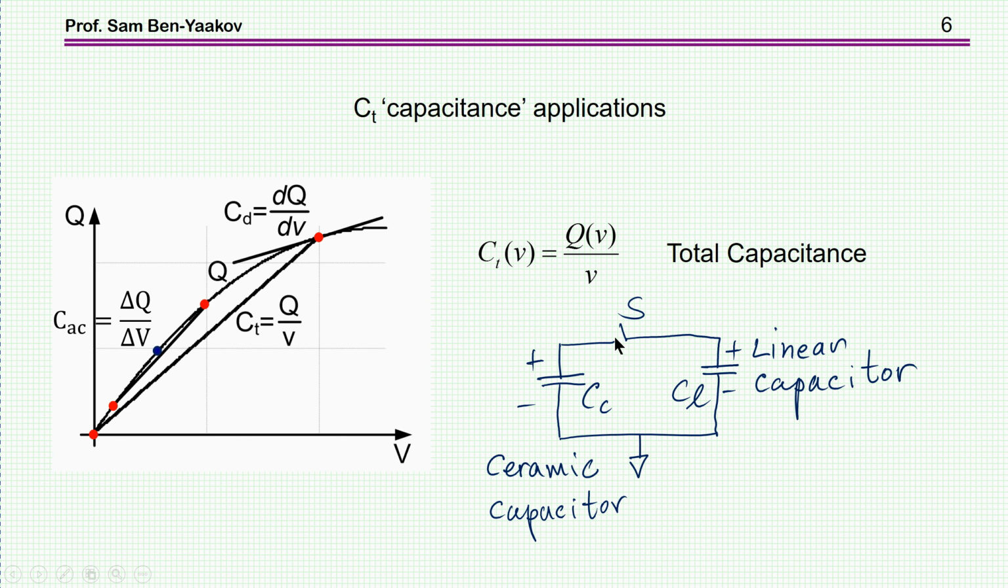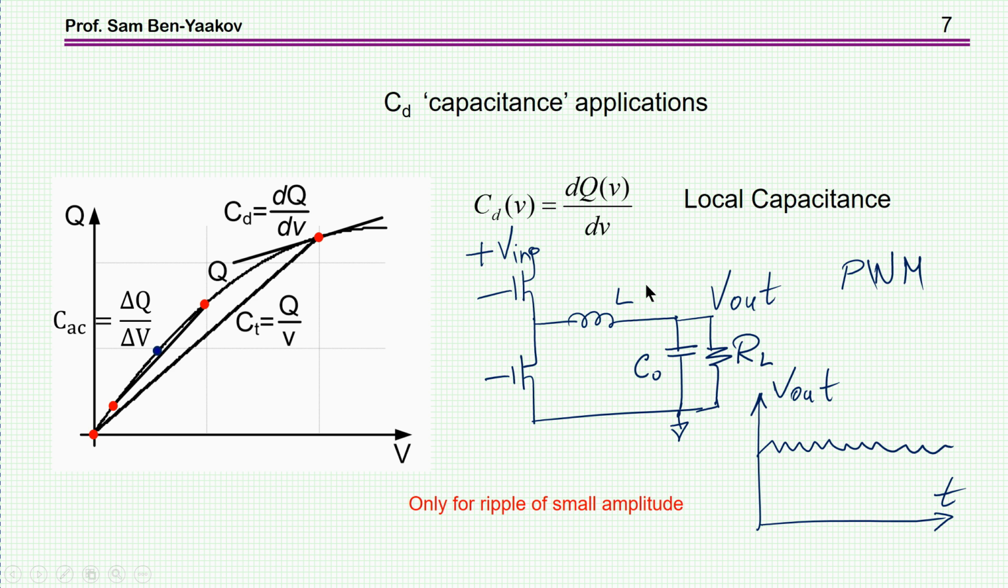And then as we close the switch, there is charge being transferred, and the process here is really a function of this total Q and V. So therefore, this would be a case in which this definition will be relevant. The definition of local or small signal capacitance will be relevant to cases in which you have on the capacitor some DC and ripple on it.